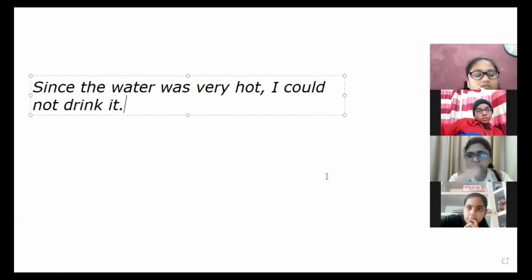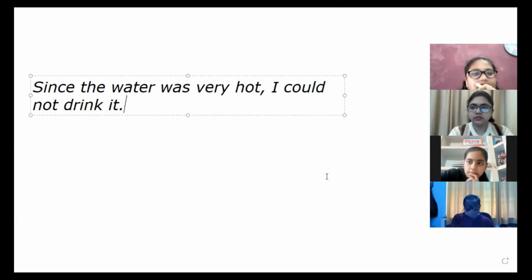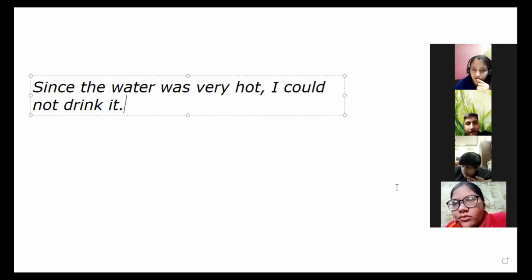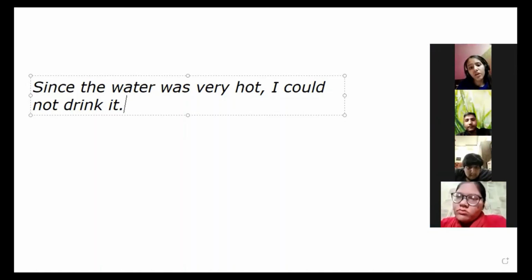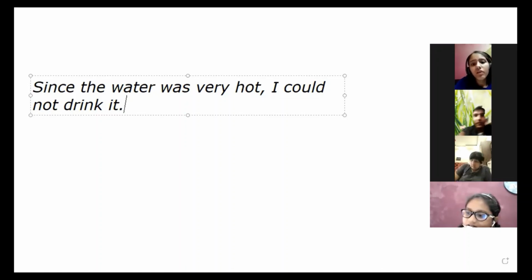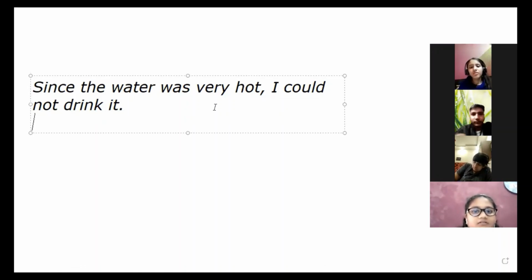As it was very hot, so will become compound sentence, no? Yes, ma'am. So simple. You have to remove the conjunction. The water was very hot. I couldn't drink it. No. Divyanshi? Yes. The water being hot, I could not drink it. Very good. Water being very hot, I could not drink it. Don't remove the word very. Right? Okay. Next sentence.